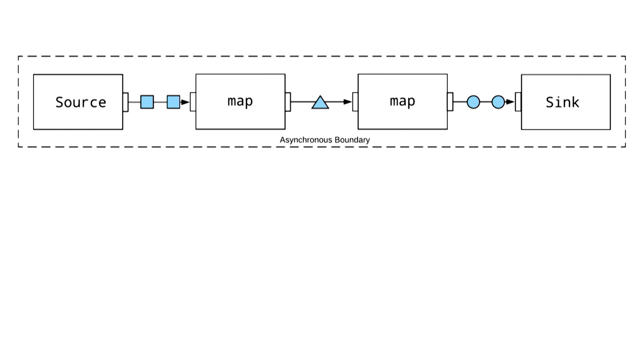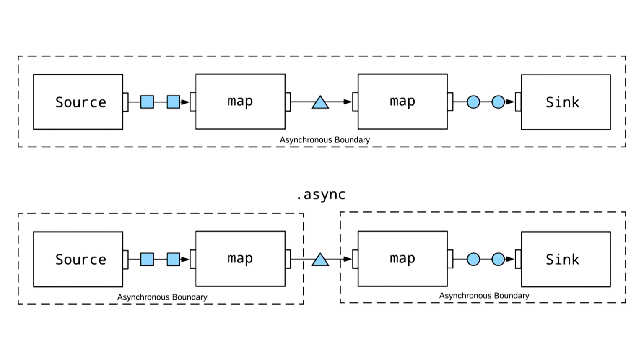So in this example, it means that the 2 adjacent CPU-bound map stages cannot execute in parallel unless we take additional steps. And the way to allow these 2 adjacent stages to execute in parallel is to insert this asynchronous operator, which inserts an asynchronous boundary.